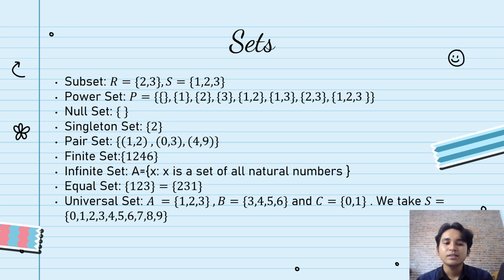Okay, next is universal set. Any set which is a superset of all the sets under consideration is known as the universal set and is denoted by S or U. For example, you can see in the slide.